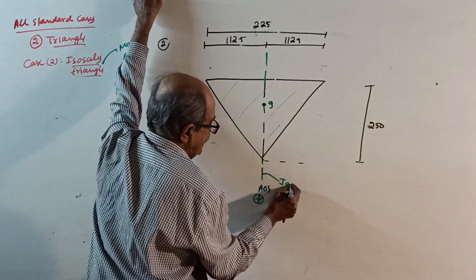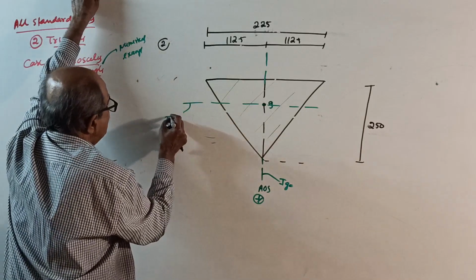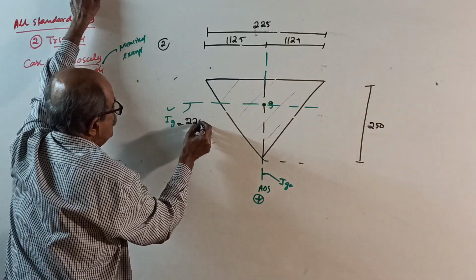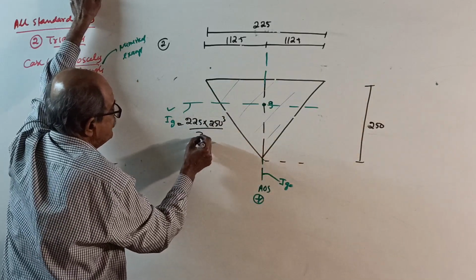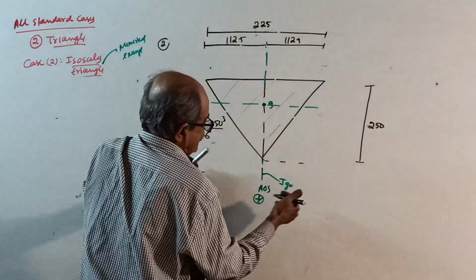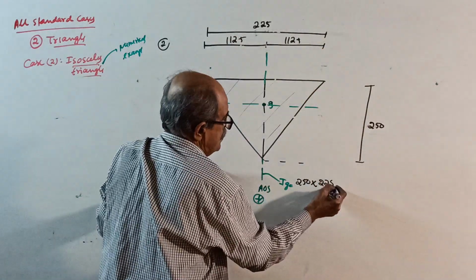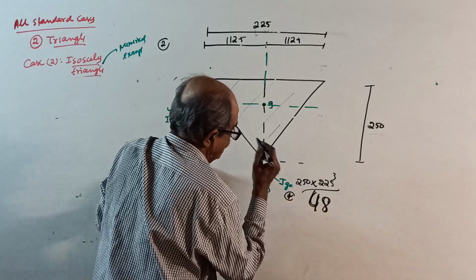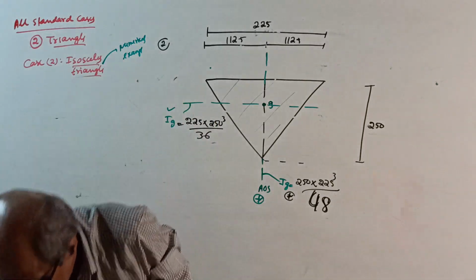This IG you should be careful. Whereas this IG, see here, this IG is regular. What is regular? No problem. Parallel 225 into perpendicular is 250 cube by 36. This is no problem. But this IG is, see, parallel 250 into perpendicular 225 cube by 48. That is star. Star will come here. Okay. Sufficient this much.